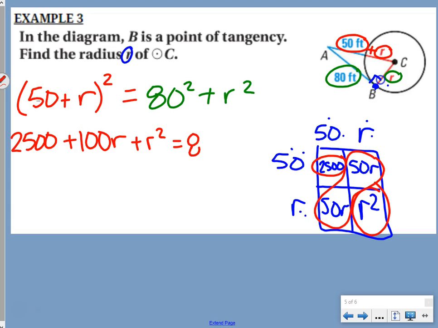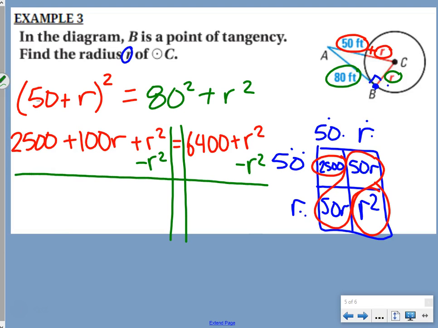Equals 80 squared, which we can evaluate. So let's evaluate 80 squared, which is 6,400 plus R squared. Now we want to solve for R. So we want to get our like terms together. We can move R squared to join the other R squared, minus R squared on both sides. Those would both cancel out. And then we can also move 2,500 to go join 6,400.